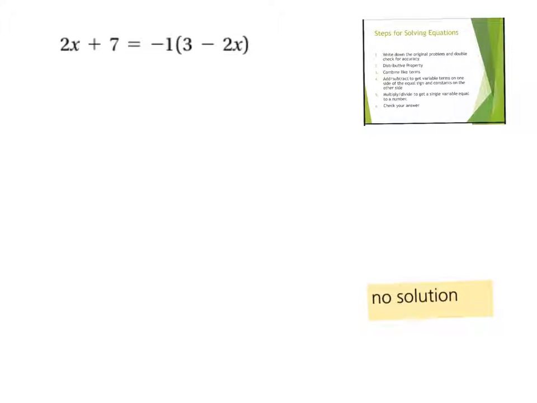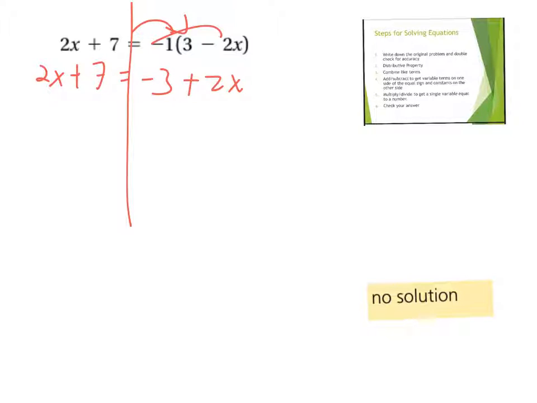You have a hint right now, this one's going to be no solutions, but I'm going to work it anyway to show you here. Draw that line. Distributive property fun. I'm going to bring down the 2x plus 7 over here, equals, and on this side I get negative 3 plus 2x. Negative times negative is positive. I'm going to go ahead and subtract off my 2x to move it to the left side. On the left side I get 7.